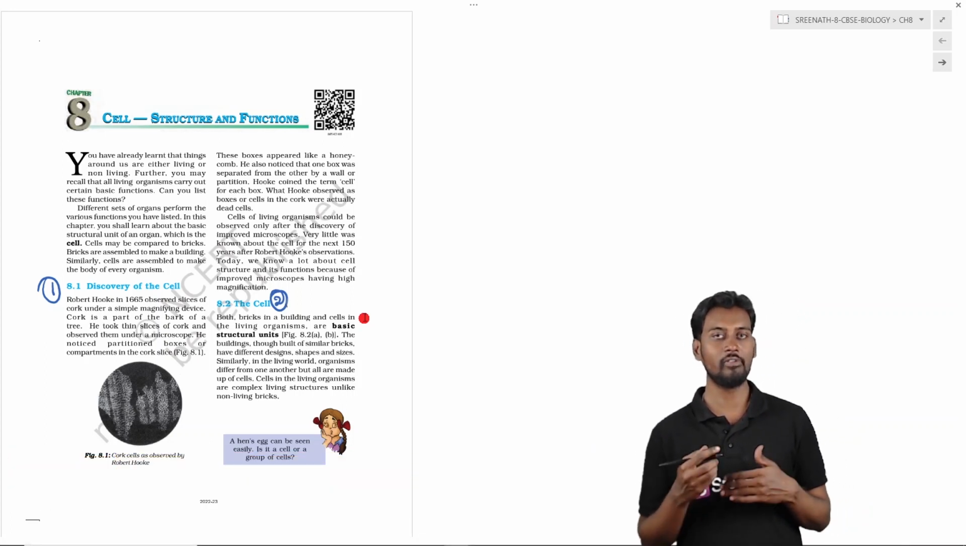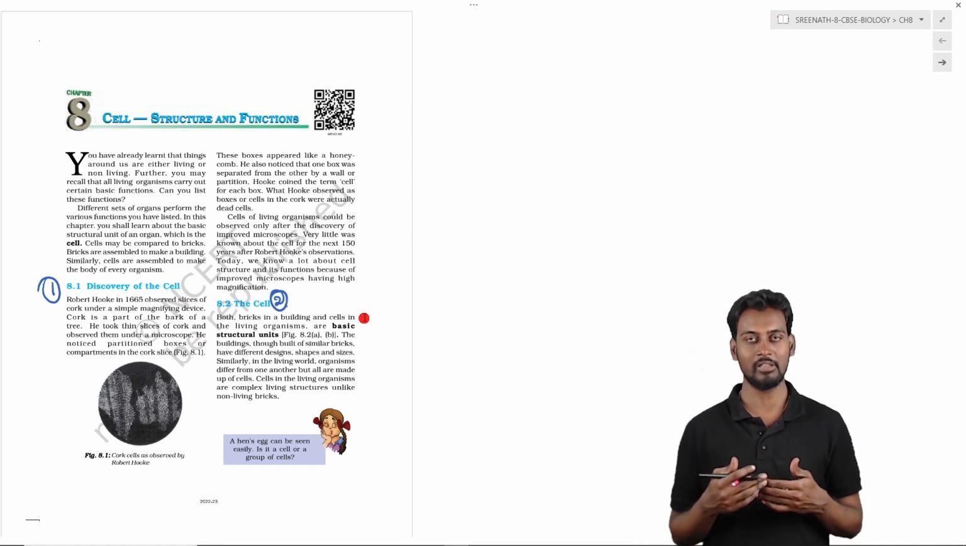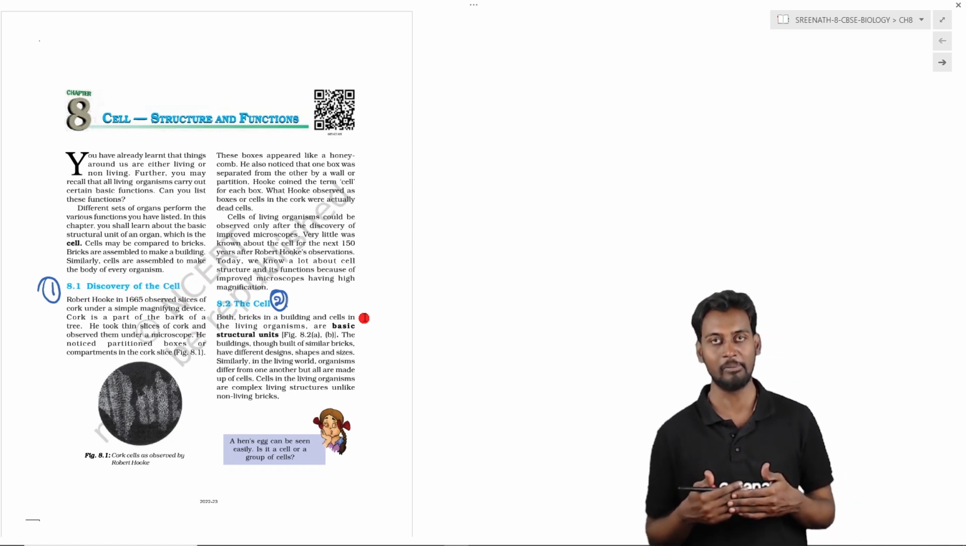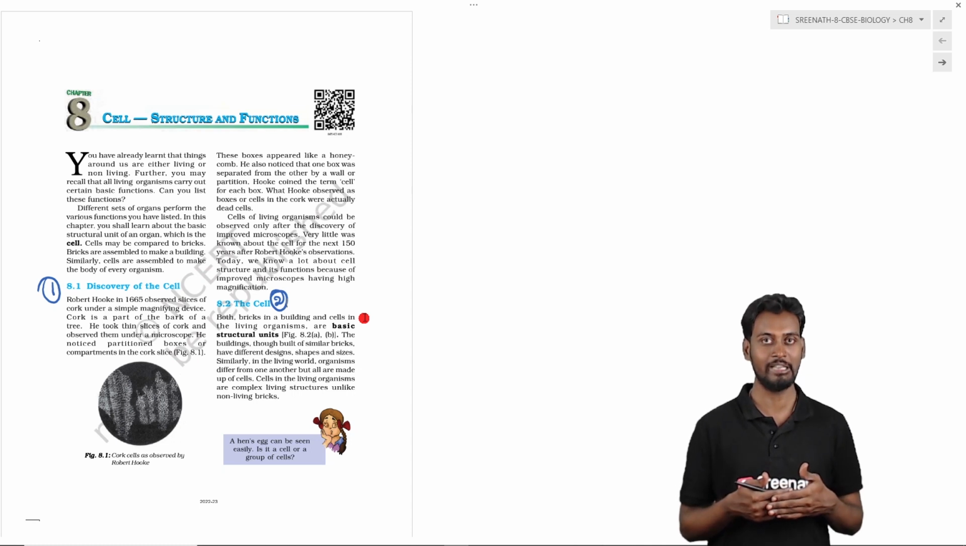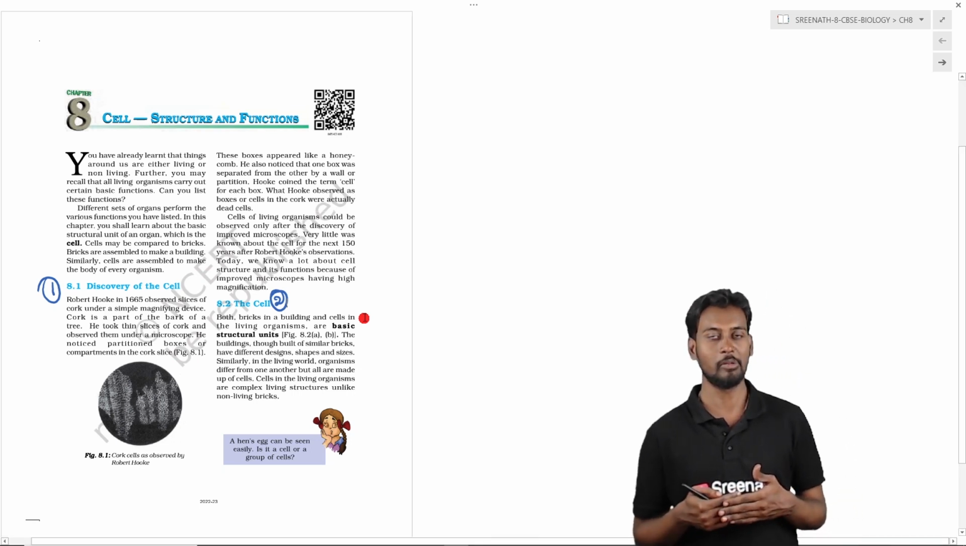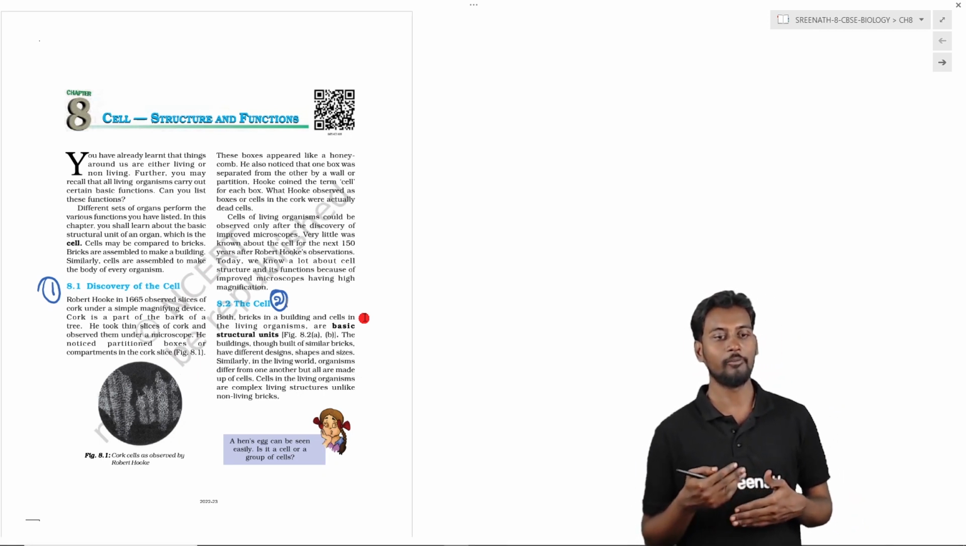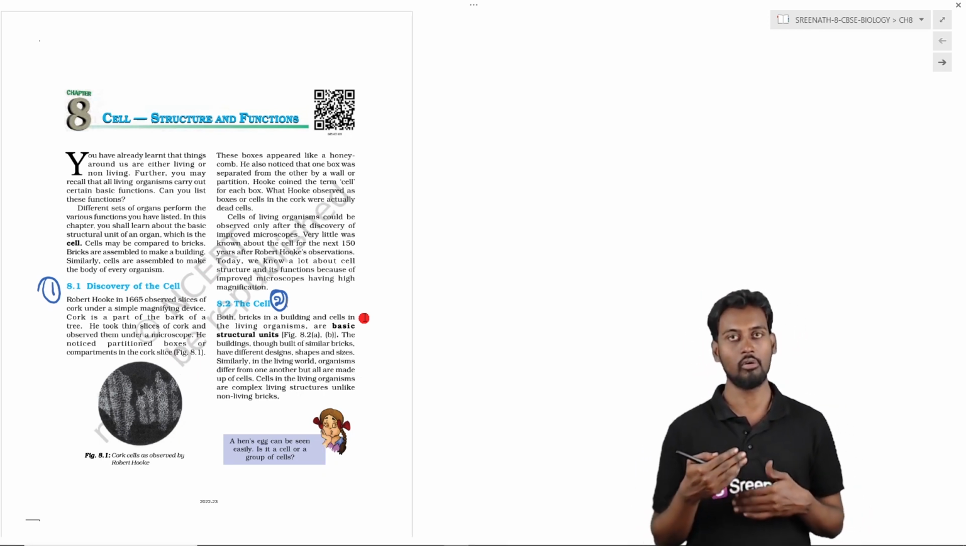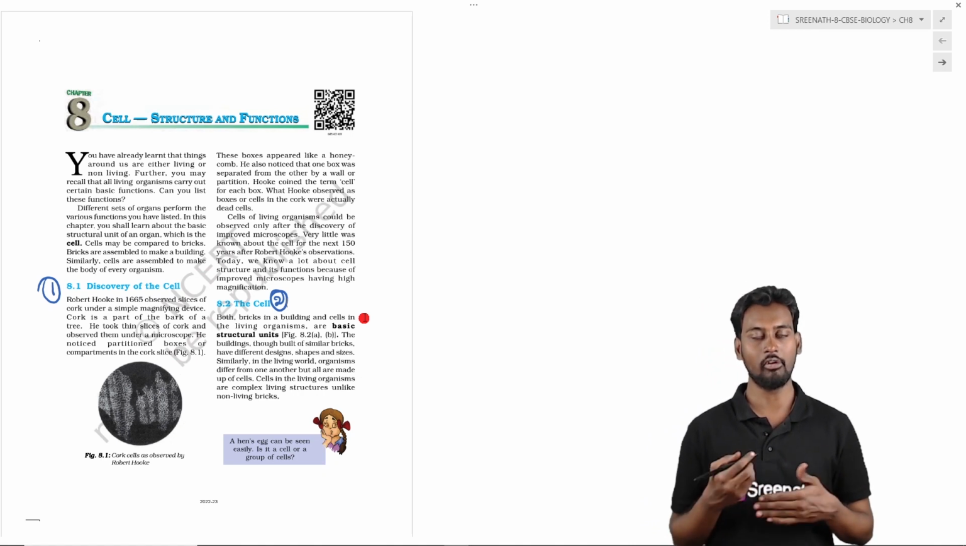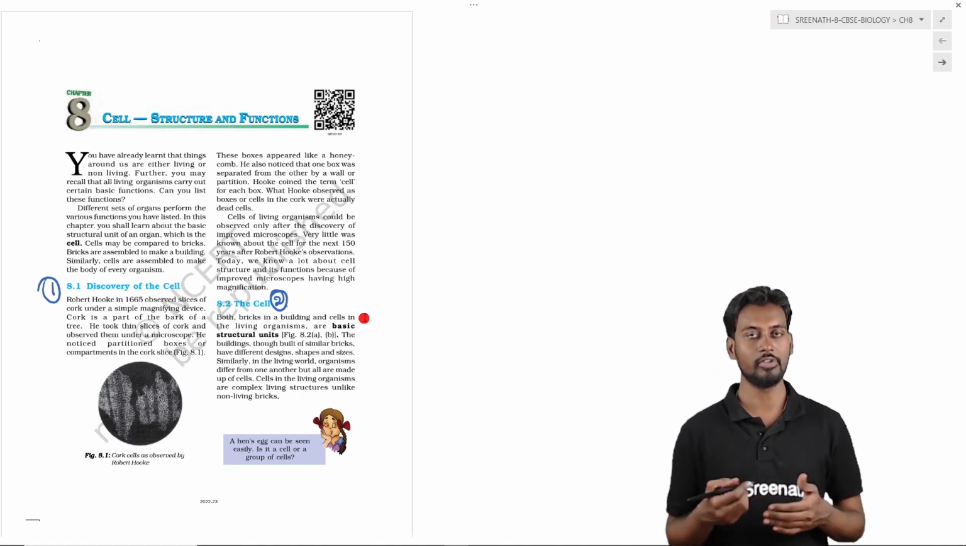So basically we will be going through the overview of the chapter in the first session, and in the second session we will be discussing each and every topic in detail, and in the third session we will be giving the summary of each and every topic. So basically we are going through an overview of all the topics which are related to the cell.